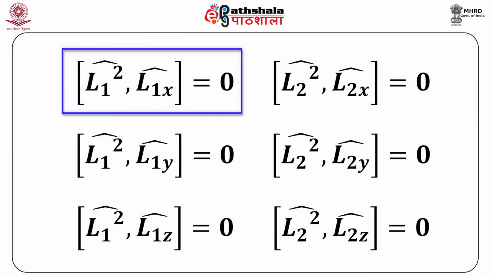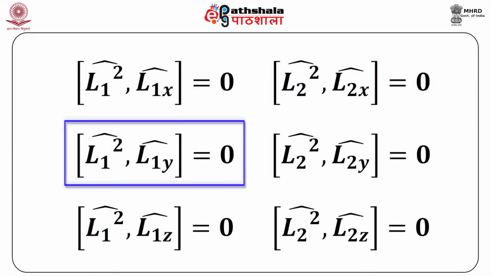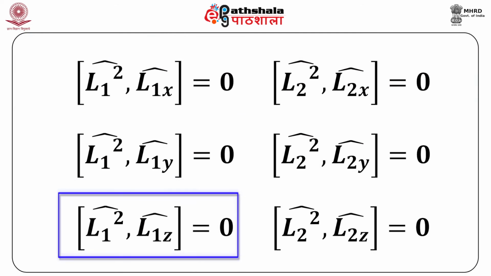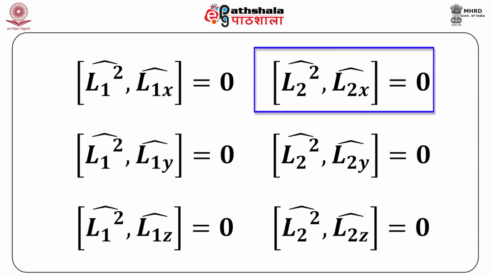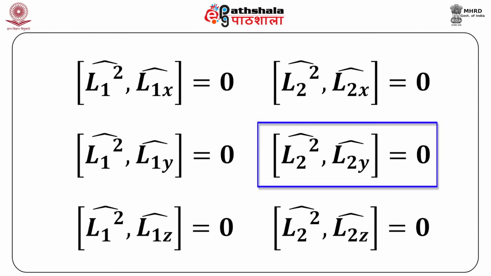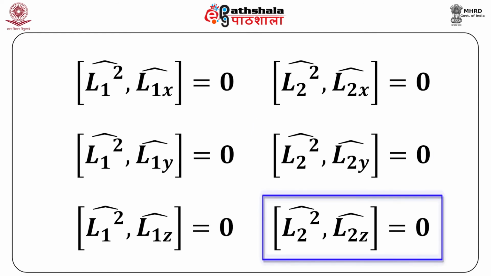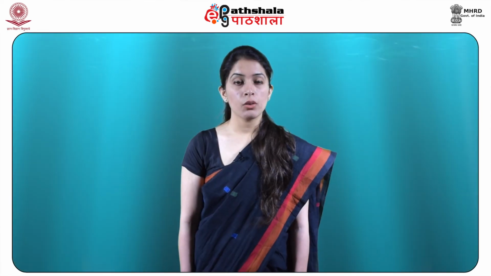As we have already derived the commutation relations for L square and Lx, Ly, Lz components for a 1-electron system, we find that L1 square commutes with L1x, likewise L1 square commutes with L1y, and L1z also commutes with L1 square. Similarly, the commutation relations hold true for the second electron, that is L2 square and L2x commute, L2 square and L2y commute, and likewise L2 square and L2z commute. Now that means one can have simultaneous eigenfunctions of all four operators L1 square, L2 square, L square and Lz.